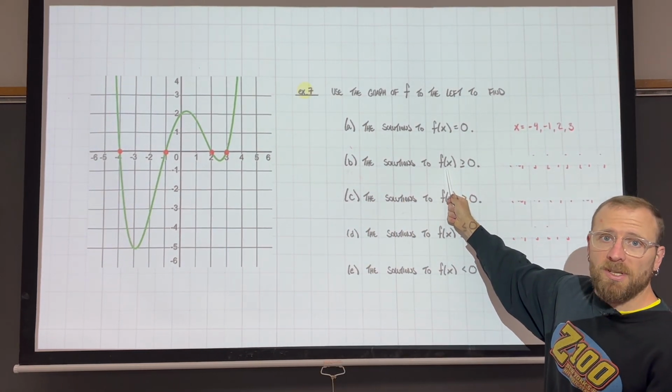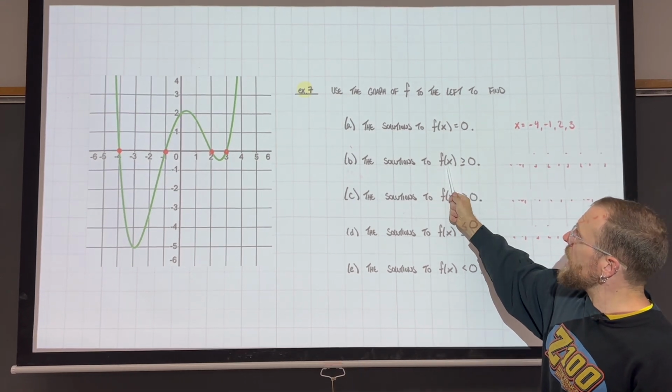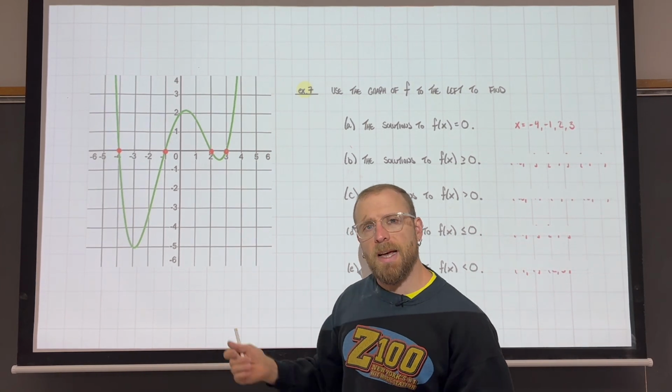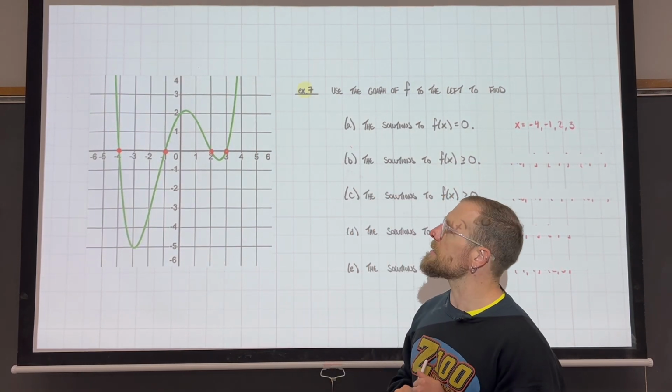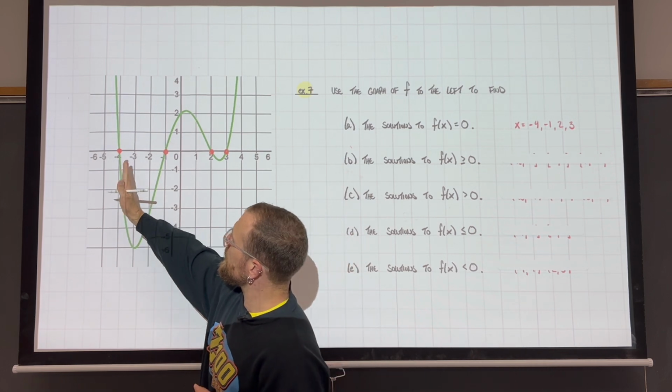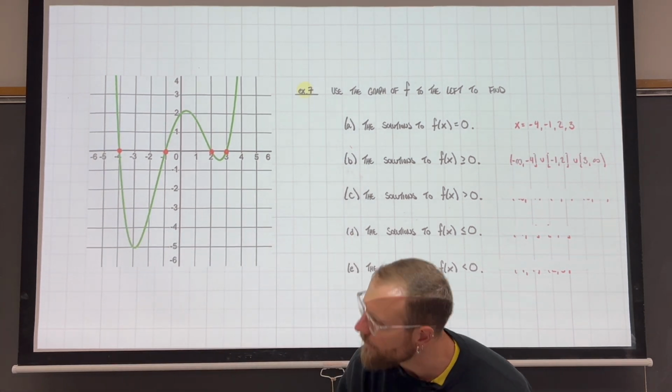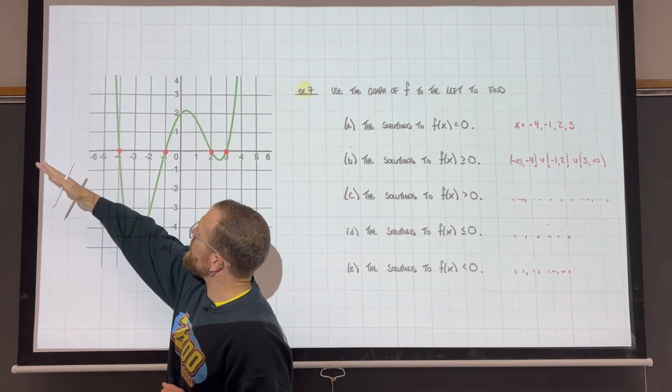Remember, y equals f of x. So we're looking for where the y-coordinate is greater than or equal to 0. Well, that means where is the graph above the x-axis or on the x-axis? And so that's going to be everything to the left of -4. I'm just going to reveal my answer right now. It's going to be everything to the left of -4.